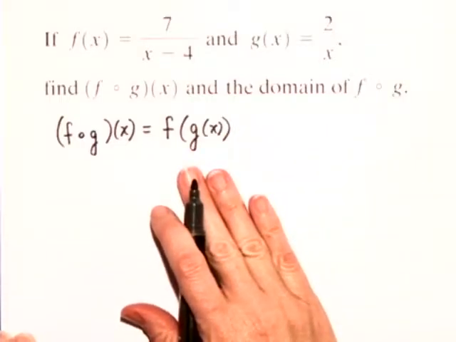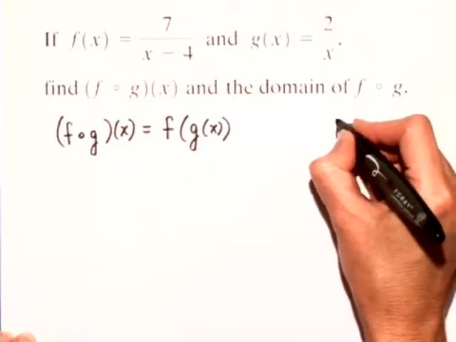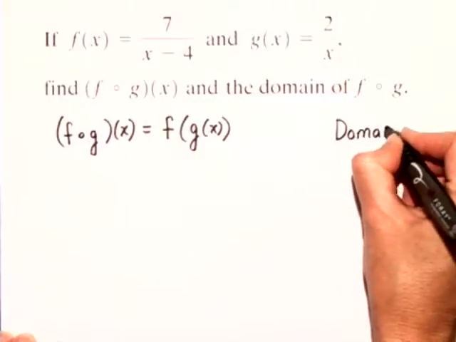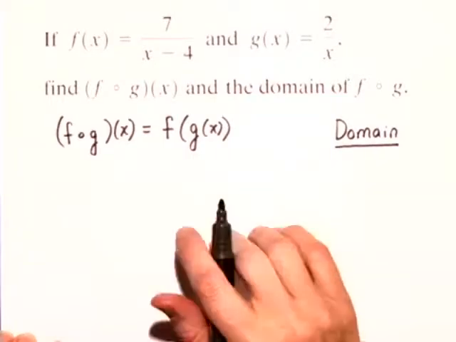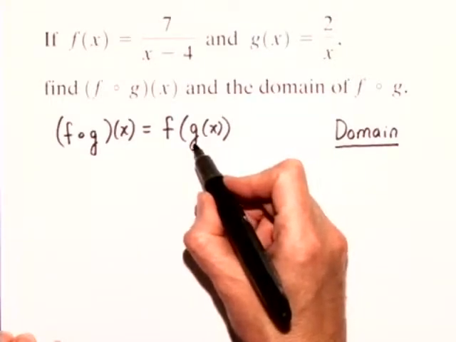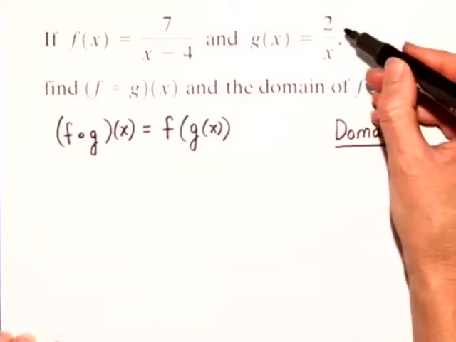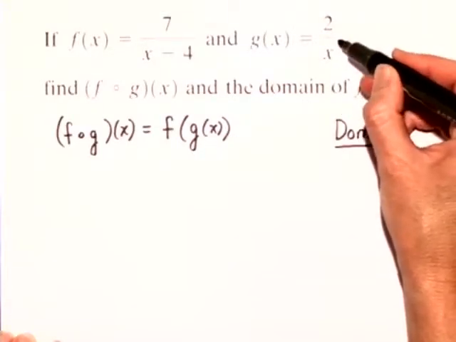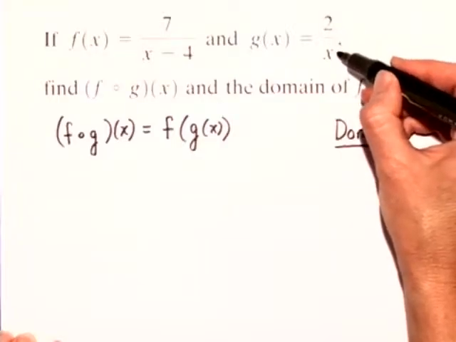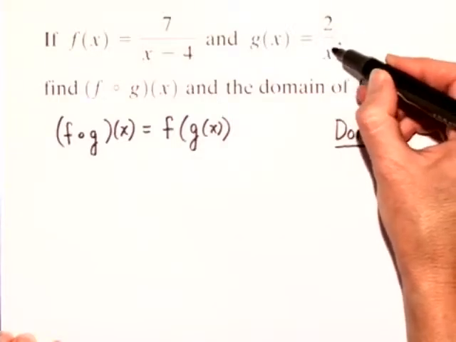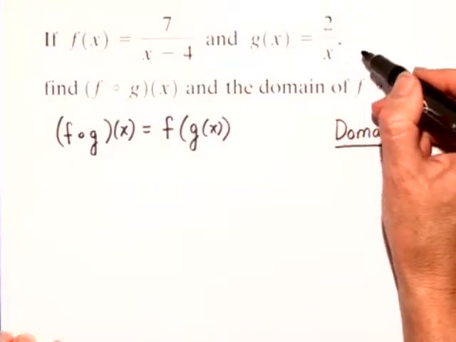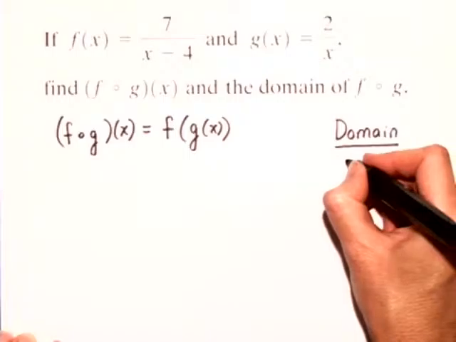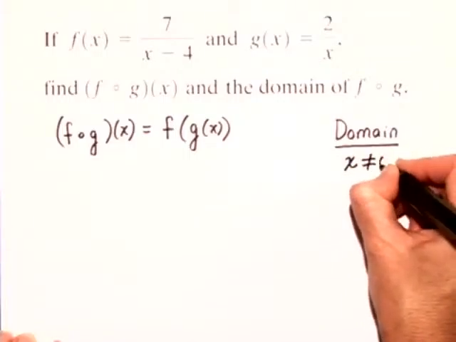So let's start off working a little bit toward our domain. In order to find the domain of this composed function, first we have to consider the domain of g of x. g of x is 2 over x. It's a rational expression. Anytime we have a rational expression, we cannot divide by 0. If we let x equal 0, that would create 0 in the denominator, so x equals 0 is the value we have to exclude from the domain. So we're going to start off by excluding the value 0.